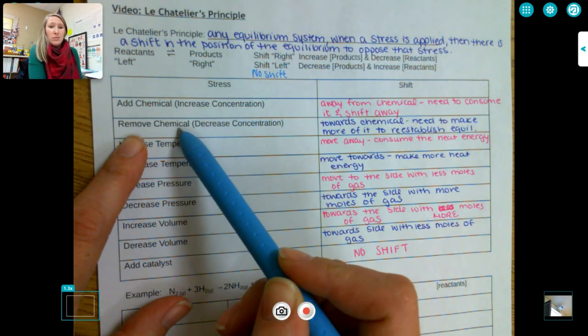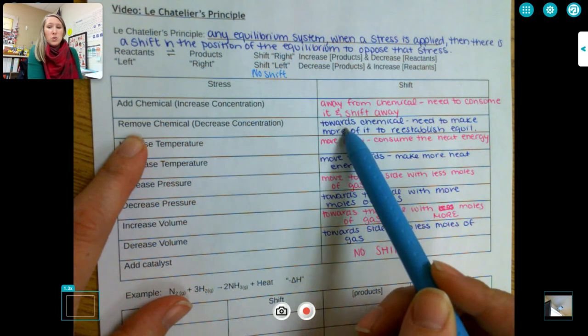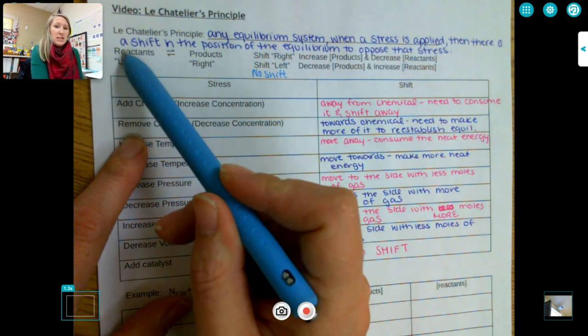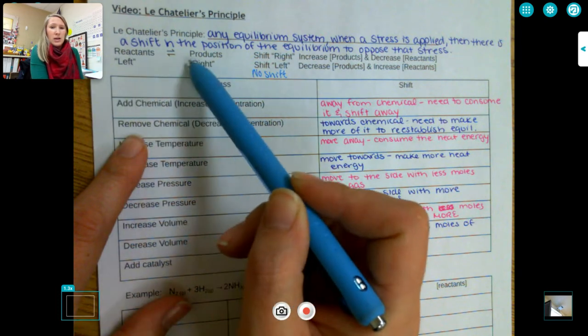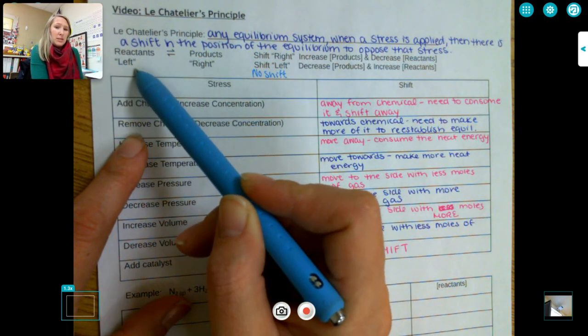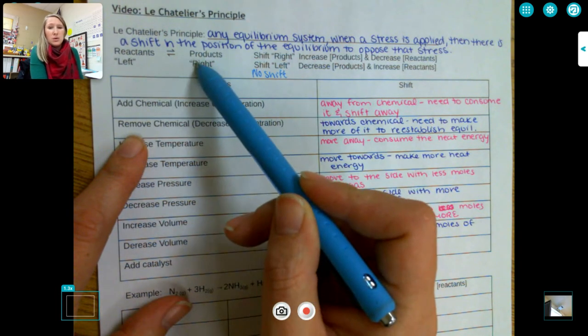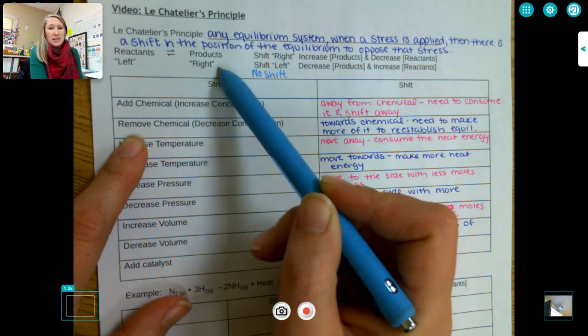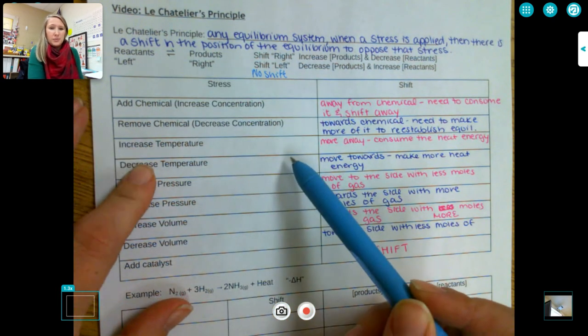Oppositely, if I remove a chemical, it's decreasing its concentration, and I'm going to shift towards that because I've made a hole. If I decrease my amount of reactants, I make a hole where my reactants were, and my products are going to break down and make some reactants to fill in this hole. So it shifts to the left. Similarly, if I take away some of my products, I make a big hole here, and it's going to shift to the right to fill in that hole.